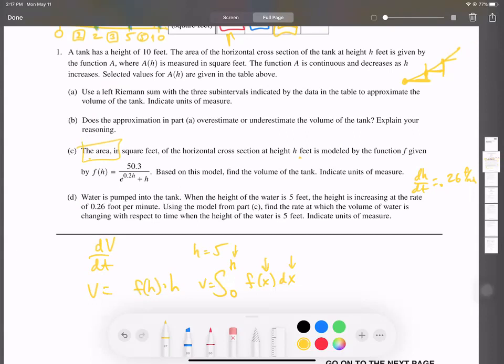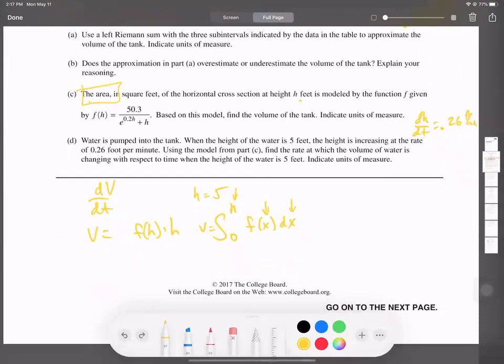You can call it whatever variable you want. It's just that this function is going to change from 0 to h, so we just don't use that same variable. You can pick any variable you want. You just don't want it to be the same variable outside and inside. So they said, if that's the area, we're going to find the volume. Kind of similar to what I wrote.